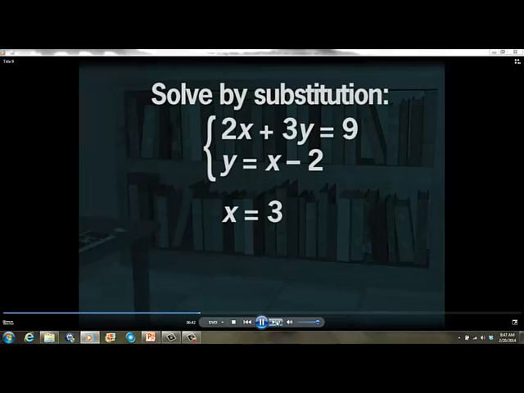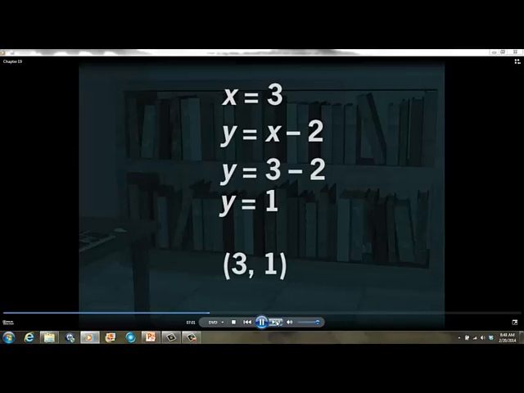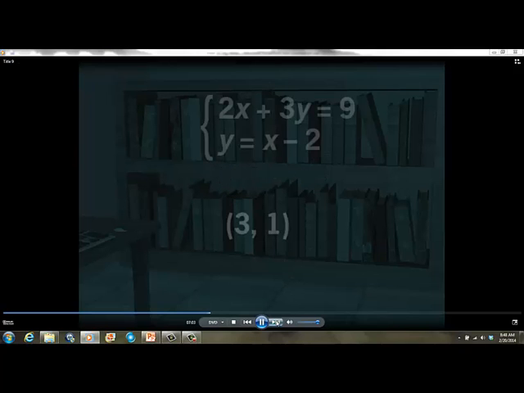Now, on to the y value. You can use the x value to find the y value. Look at the second equation. If y is equal to x minus 2 and x is 3, then y is equal to 1. The solution is the ordered pair 3, 1. Always check your solutions to make sure they're correct. Now I think it's time to practice some more problems on your own.